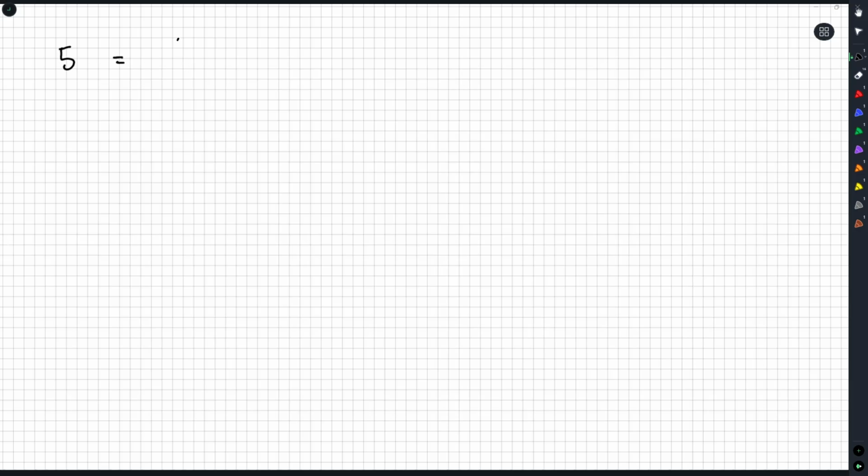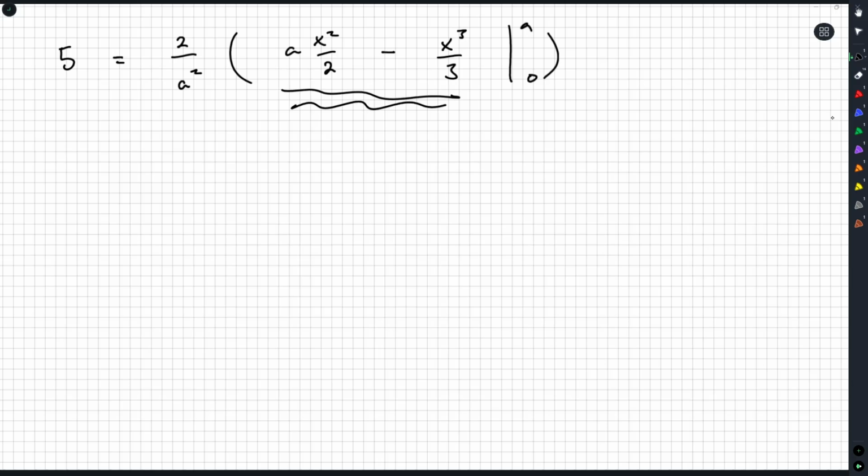So 5 is 2 over a squared, and then I'll leave some space. So we had ax. Well, that's going to integrate to ax squared over 2. Minus, what's the antiderivative of x squared? X cubed over 3. So now we just plug a into this and plug 0 into this and take the difference. Although if you're thinking ahead, we don't really need to plug in 0, because you're going to get 0 squared and 0 cubed, and you're going to be subtracting 0 overall. So really we're just going to plug a into this, and we can ignore the 0 bit.